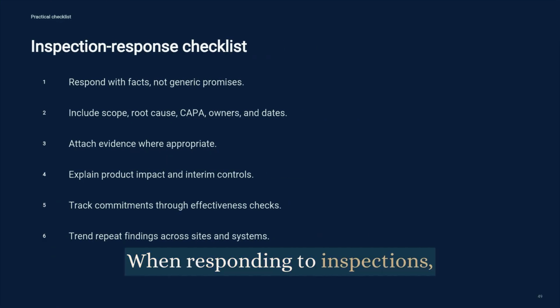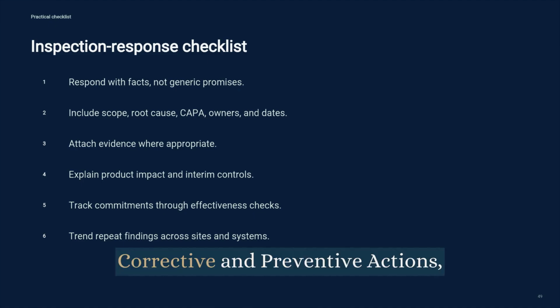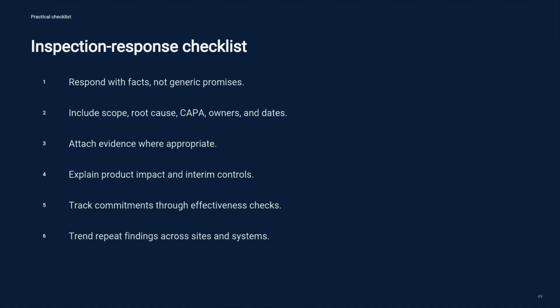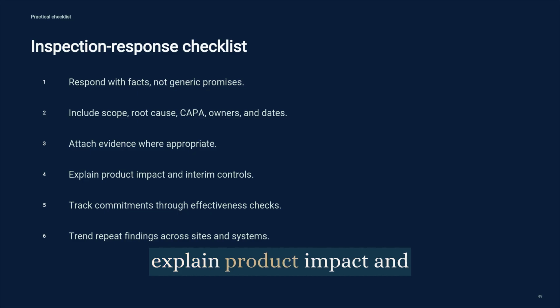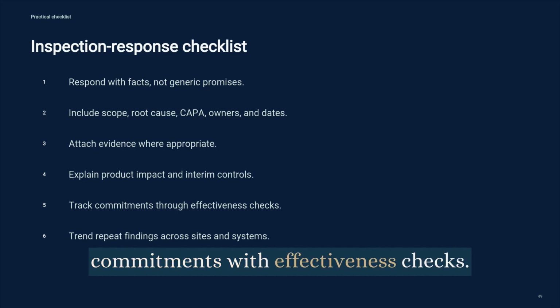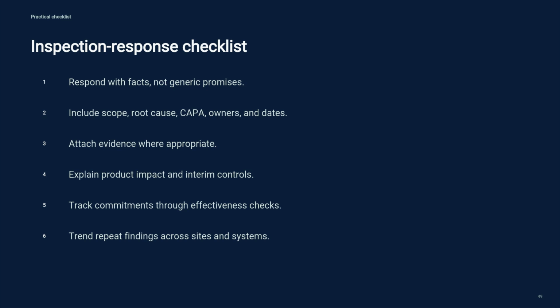When responding to inspections, provide factual responses, not generic promises. Include scope, root cause, corrective and preventative actions, responsible parties, and timelines. Attach evidence where necessary, explain product impact and interim controls, and track commitments with effectiveness checks. Trend repeat findings across sites and systems for comprehensive analysis.